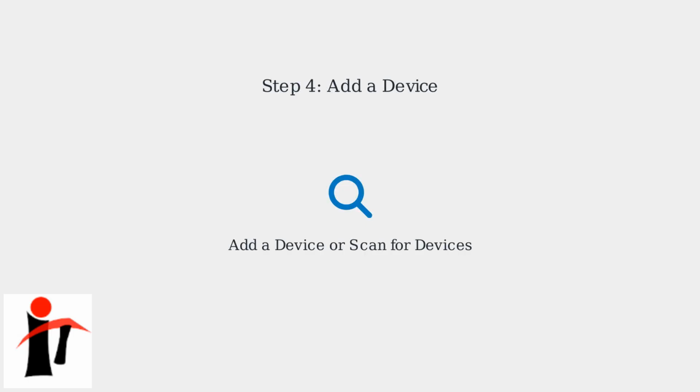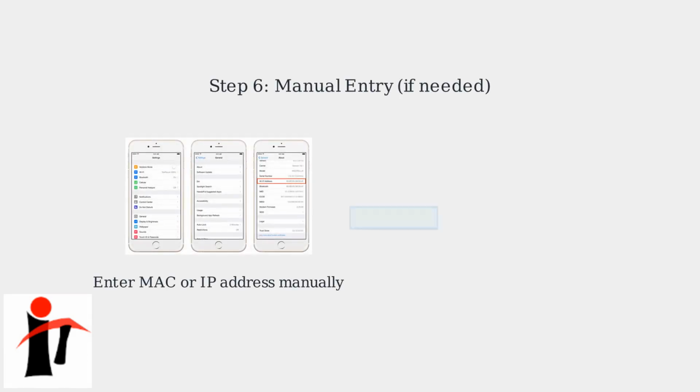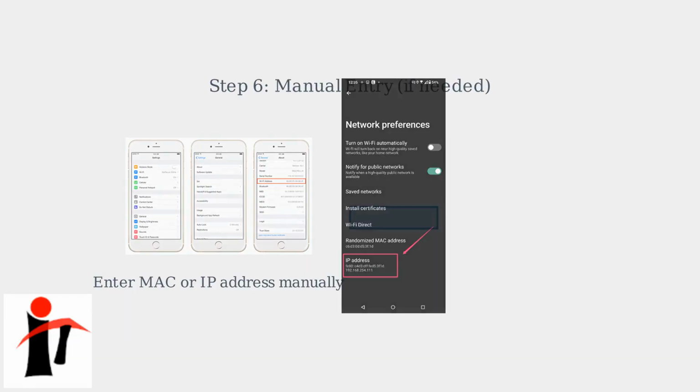Select Add a Device or Scan for Devices. The app will scan your network automatically. Choose the type of device you're adding, such as mobile, computer, or smart device. If the device isn't detected automatically, manually enter its MAC address or IP address from device settings.